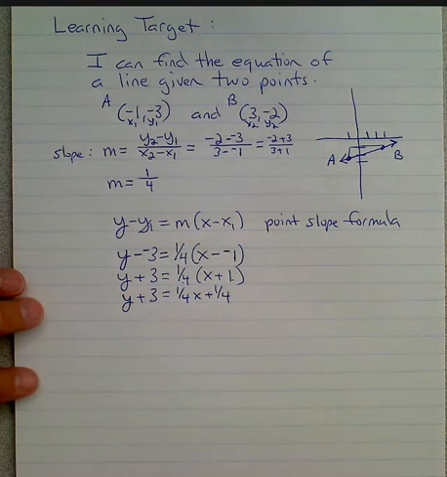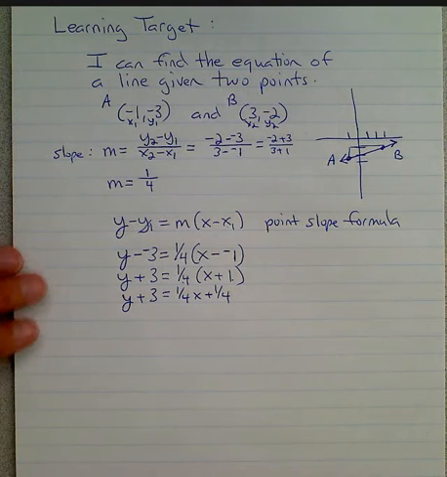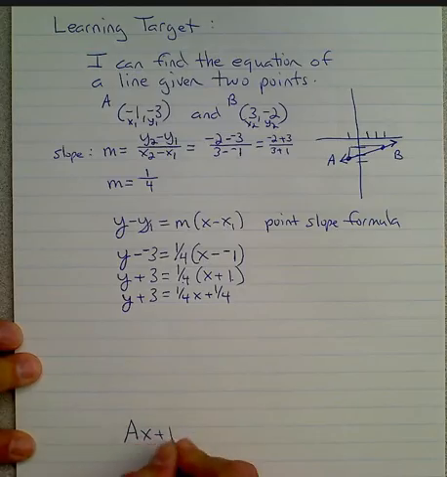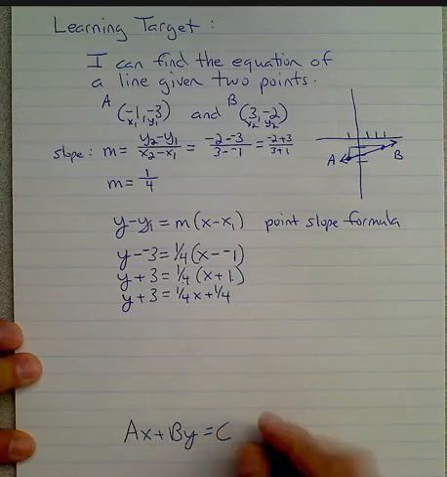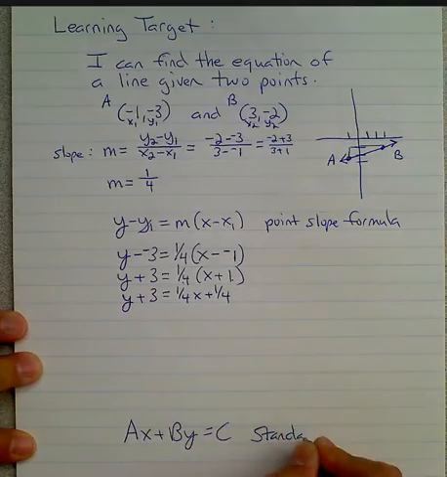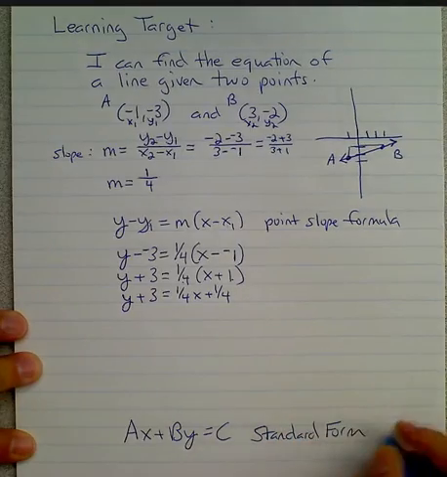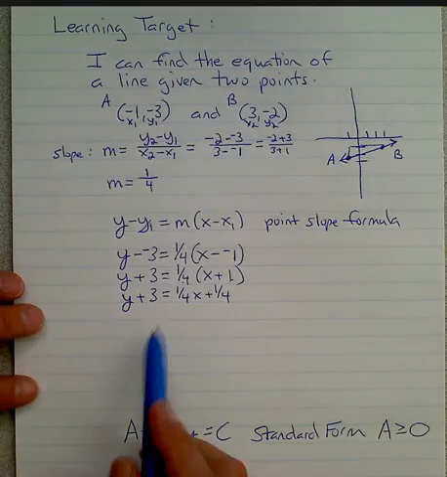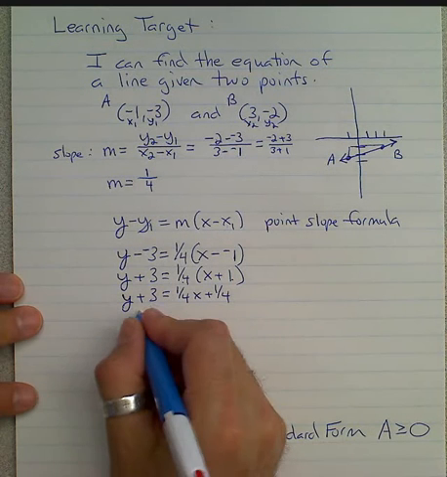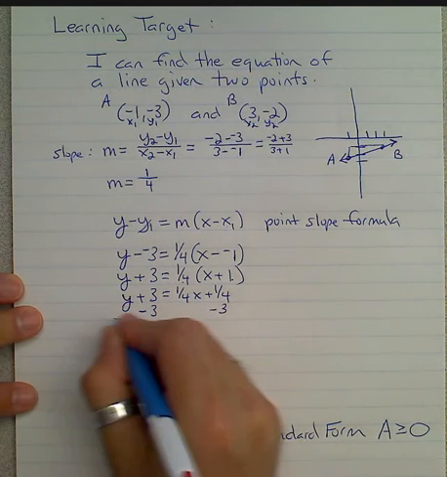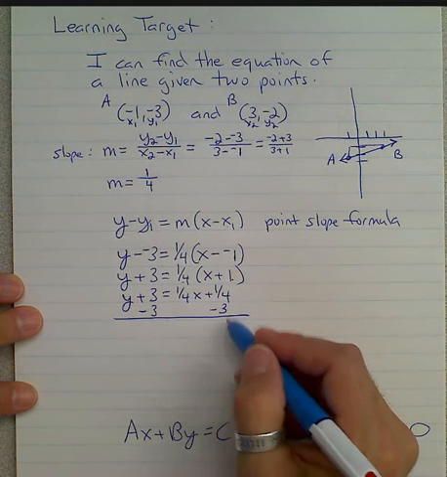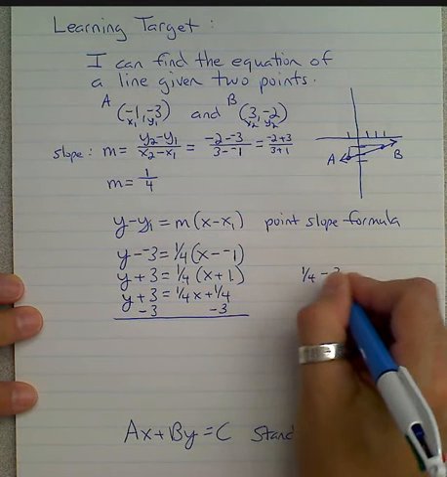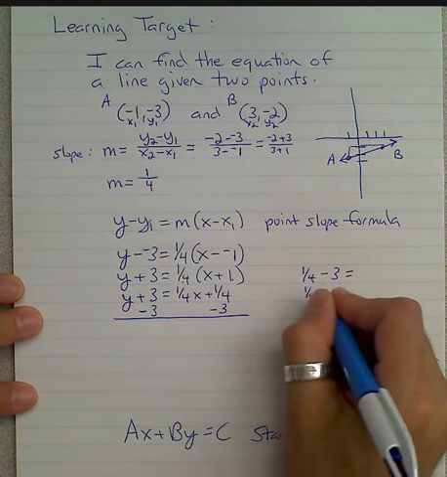I would like to answer this question in standard form. Standard form would be the form ax plus by equals c, where a is going to be greater than or equal to 0. So what I need to do here is subtract 3 from both sides. Now in this case, I have 1/4 minus 3, which is the same as 1/4 plus -3.